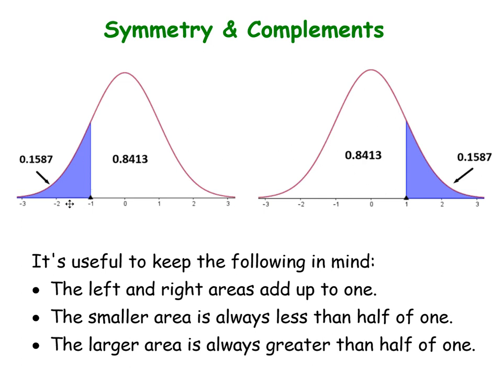Also notice that there's a mirror image happening here. The probability of a value that's less than -1 is 0.1587. Likewise, if you go over to +1 and go greater than +1 on the right, that will have the same probability because they are mirror images.